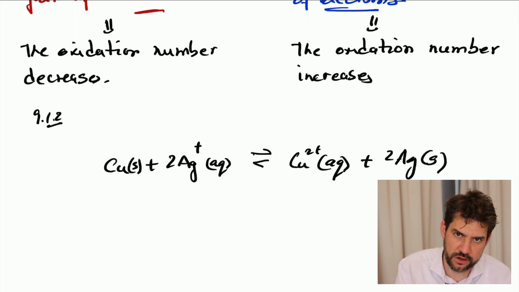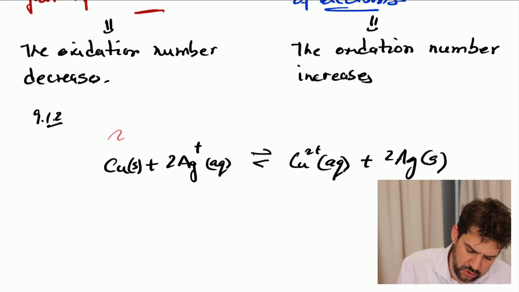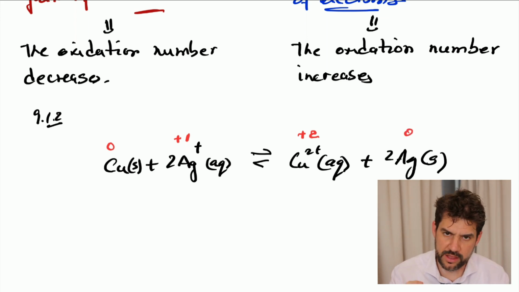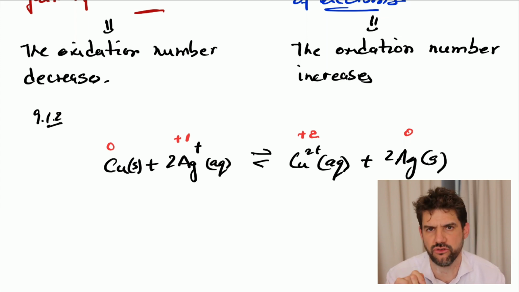So if you follow the rules, I'm going to leave the link here so you can watch the video as well. If you follow the rules, copper will have an oxidation number of 0. This silver ion will have an oxidation number of positive 1. The copper here will have an oxidation number of positive 2. And this silver will have an oxidation number of 0. So the first step, you always identify or determine the oxidation number.